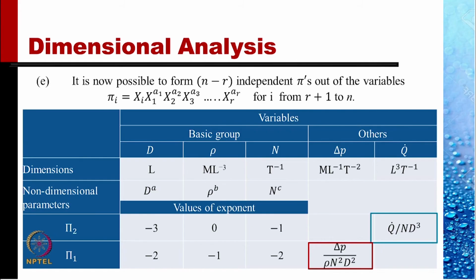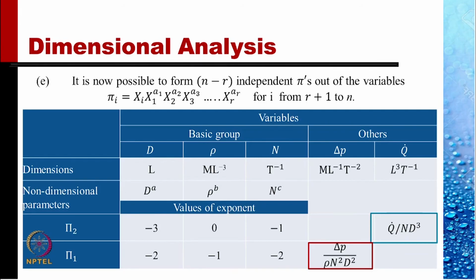We write the dimensions of this basic group. L is the dimension of D. M L raised to minus 3 is the dimension of density. T raised to minus 1 is the dimension of the RPM. Similarly for delta P and Q dot. We form a non-dimensional parameter as D raised to power A, rho raised to power B, N raised to power C, and choose A, B, and C such that they match up with the dimensions of delta P and Q dot. So we form 2 pi numbers.